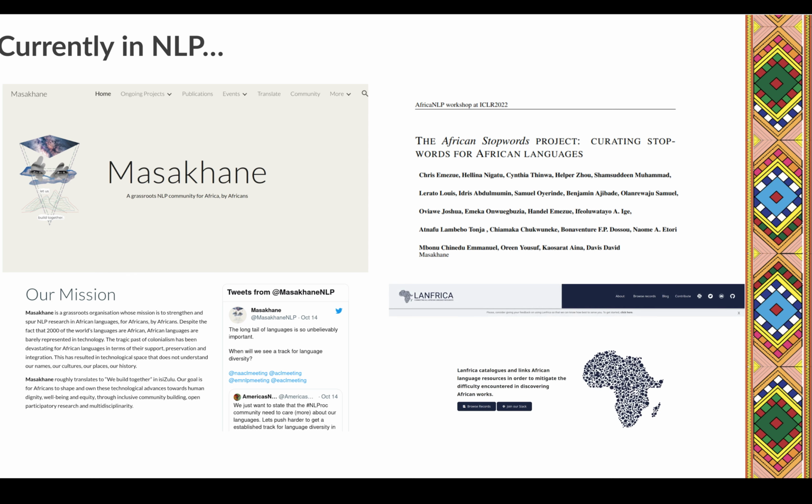There's also Lanfrica, which is a repository for datasets for African languages. And what's common across these communities is that it is by the community members, and everybody is invested in improving technologies for their languages. That's a screenshot from a project that we did in 2022 from Masakane, where we curated African stop words and built a system that would allow us to scale up as more languages are included in the system.